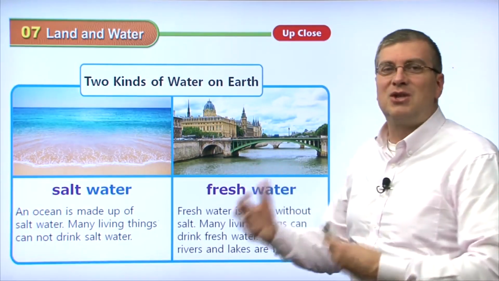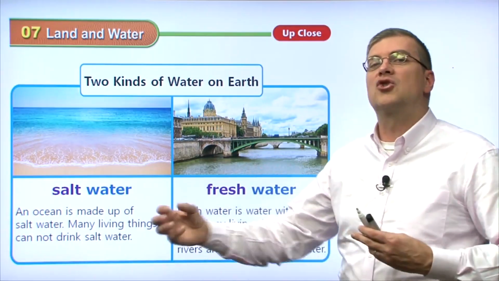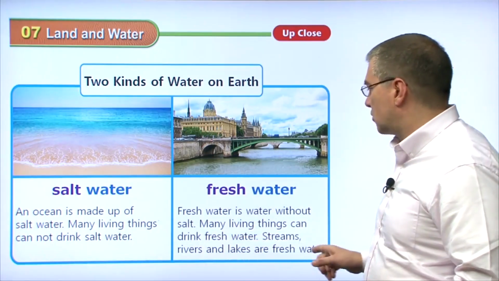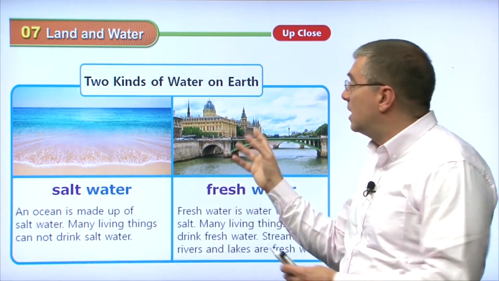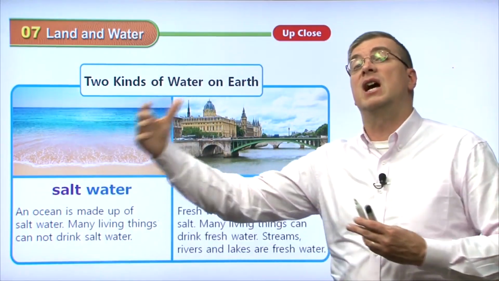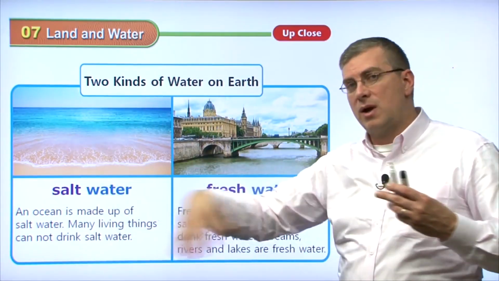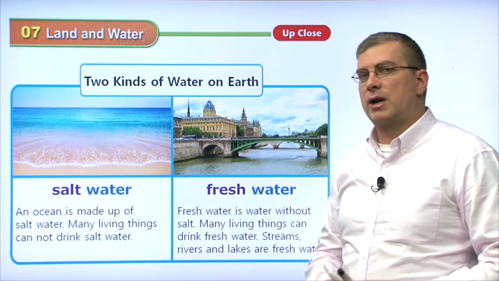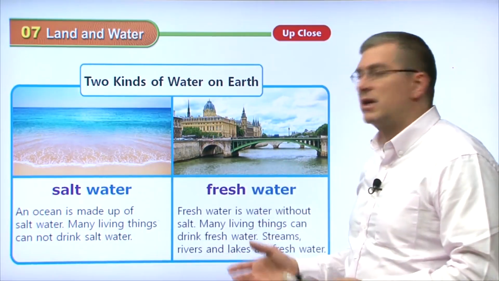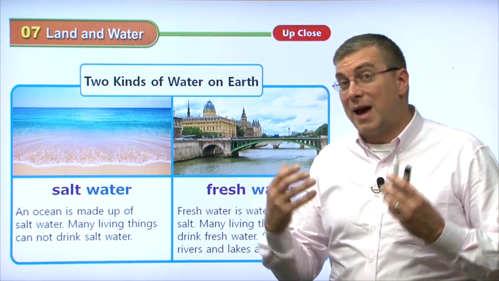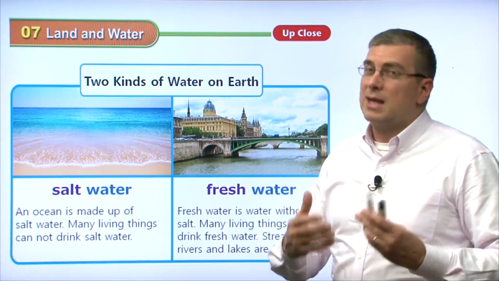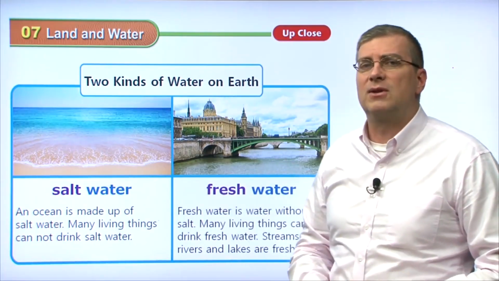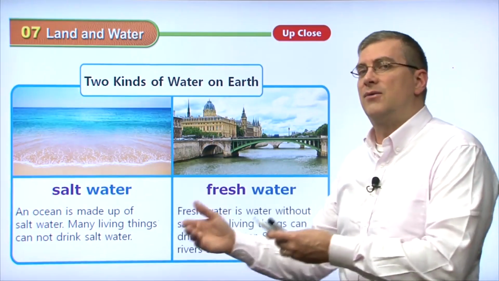Usually this water has to be treated, has to run through a water treatment plant so that we can drink it. Streams, rivers, and lakes are fresh water. If you go into the mountains or you get away from cities, you go out into the country and you see a stream or a river, you might be able to drink that water. But always be careful about drinking water in the wild because sometimes there might be some bacteria or bugs in that water that could make you sick. So be careful. Ask people, is this water safe to drink?